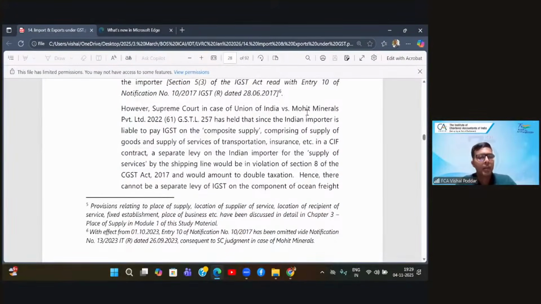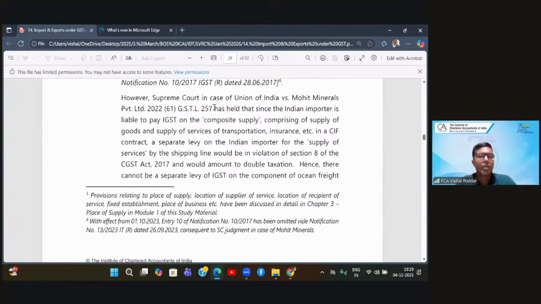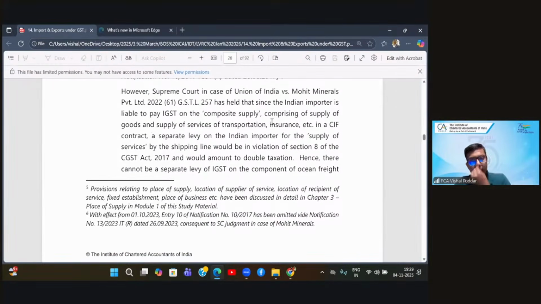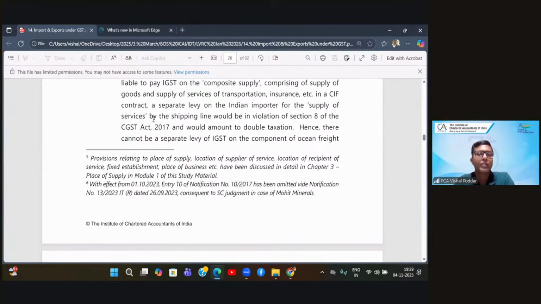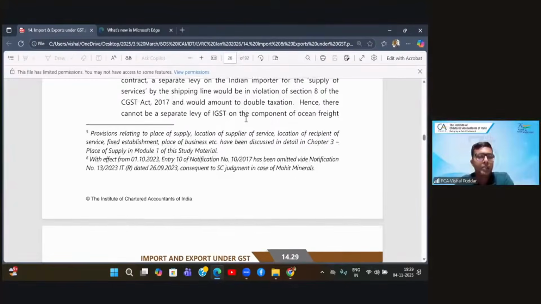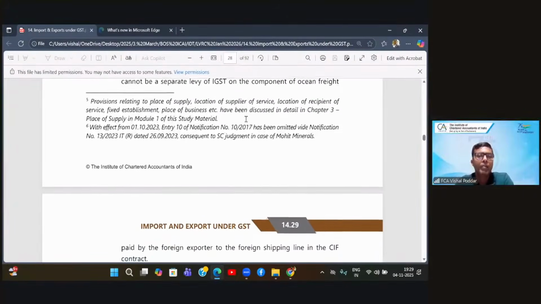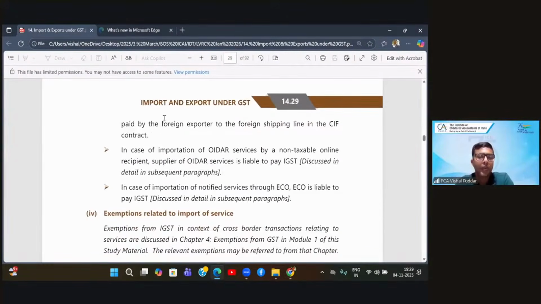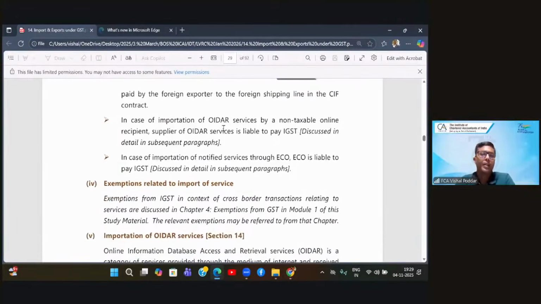However, in a very famous decision, that is of Mohit Minerals, the Honorable Supreme Court has held that since the importer is liable to pay IGST on composite supply, that is when you value the goods, you even include the freight. Hence, it comprises supply of goods and also the transport service, insurance, etc. A separate levy on the Indian importer for supply of service by the shipping line would be in violation of Section 8 and would amount to double taxation. Hence, there cannot be a separate levy of IGST on the component of ocean freight by the foreign exporter to the foreign shipping line in CIF contracts.